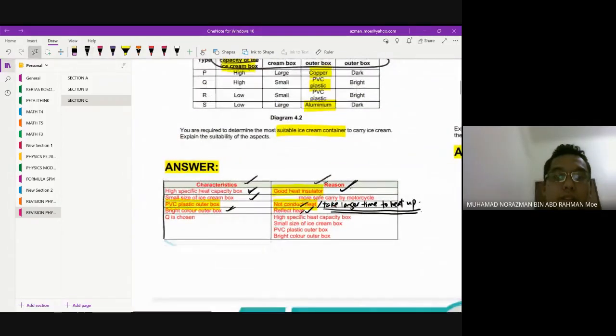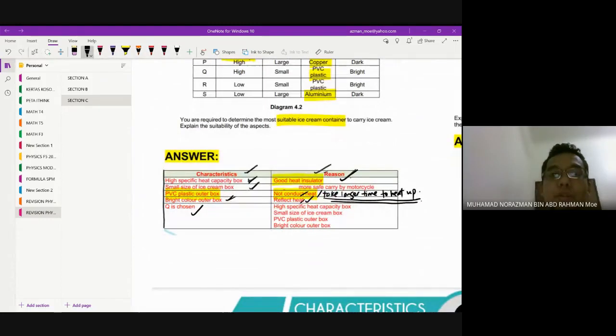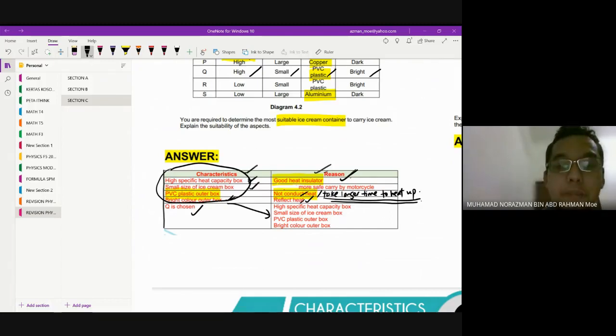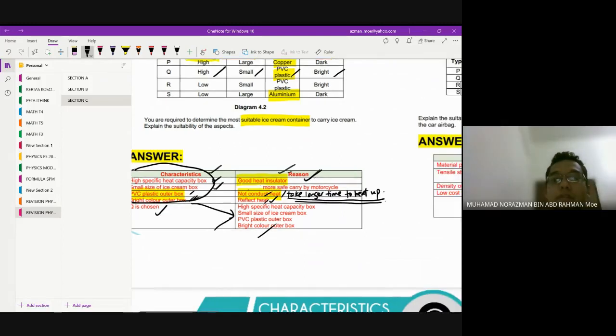Okay, you finalize the type. So type Q is chosen because high, small, PVC, and bright. Okay. The reason, you just copy all of this back. Reason: Q is chosen because high specific heat capacity of the box, small size of ice cream box, PVC plastic outer box, and bright color outer box. So full marks, 10 marks. Okay.